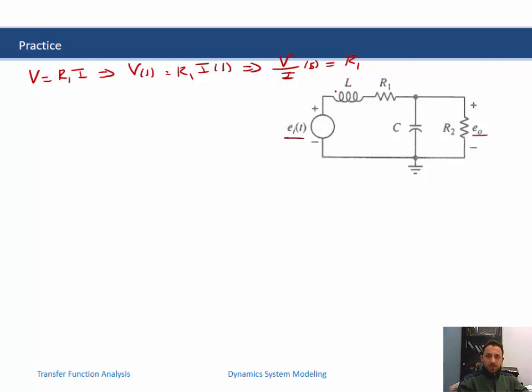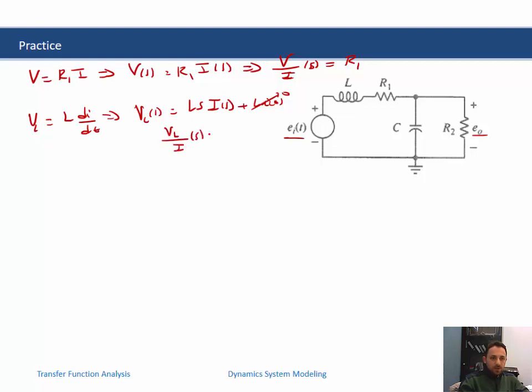Okay, now return back. We note that for the inductor, V_L equals L dI by dt, and this is equal to V_L in S domain equal to L s I(s) plus, of course, L I0, this is equal to 0, zero initial condition, and then we have V_L over I in S domain is equal to Ls. Okay, so the inductor becomes a resistance of term Ls in the S domain.